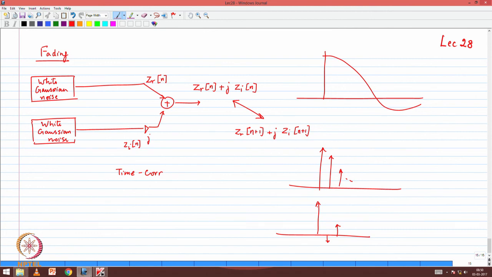So something is wrong with this figure. Okay, and obviously what is it that we need to fix? Time correlation is not present. So we have to do something to this one. Okay, think about what it is that we do.